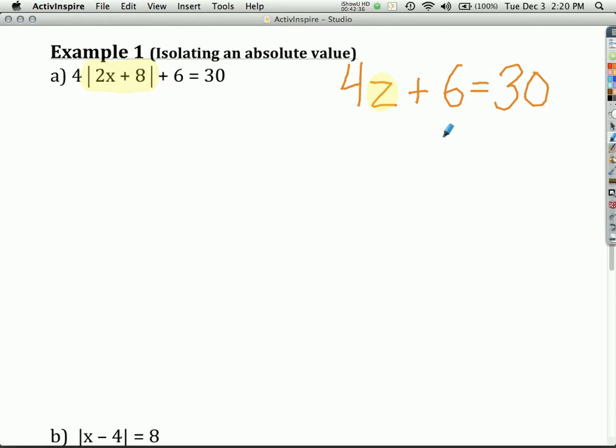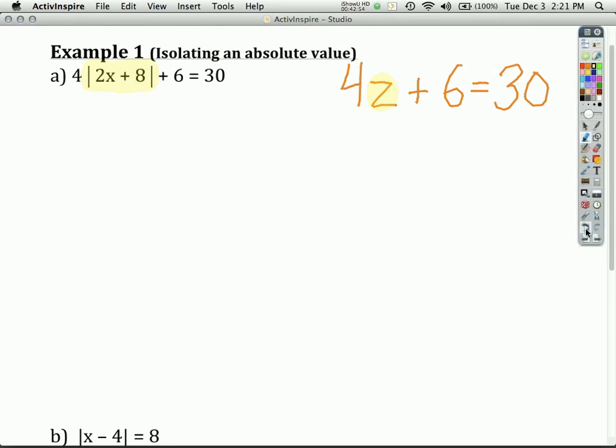What would the second step be? Next goal? Divide both sides. Very good. So that's it. That will isolate z. So guess what? We're going to do the same thing over here. That will isolate the absolute value. It's the exact same process.